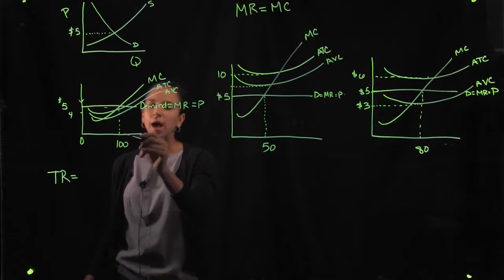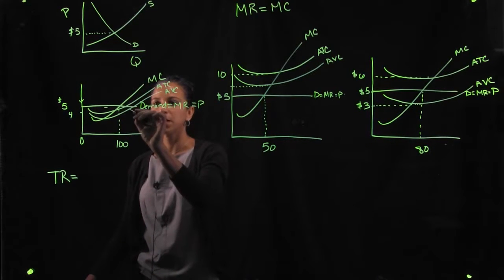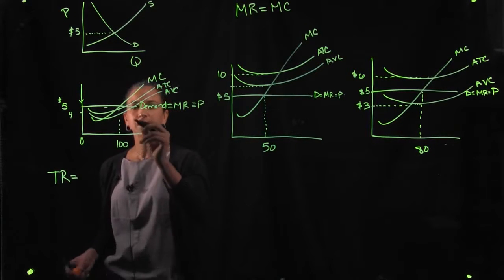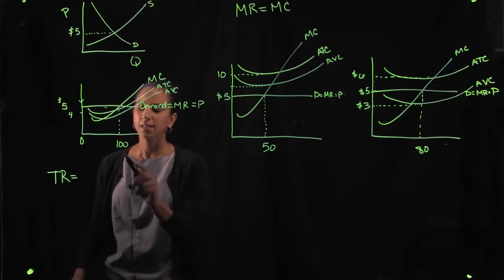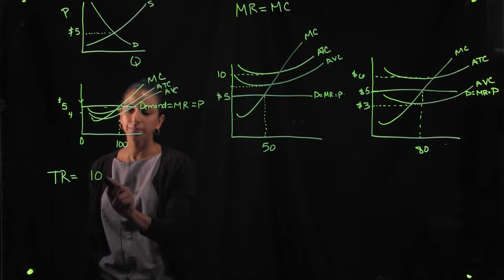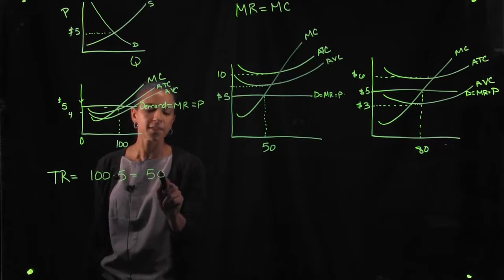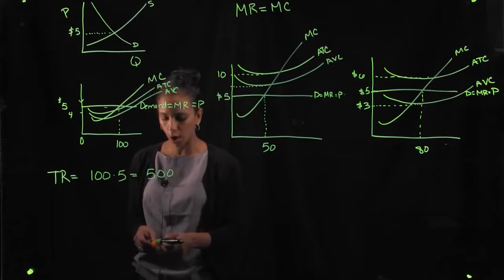So here I have the total revenue at marginal cost equals marginal revenue. Let me use a different color for that so you can see where these two intersect right here. This determines my output. So my total revenue is going to be 100 times the $5. All right, that is not profit. So this firm makes $500. Then we have to determine what their costs are.